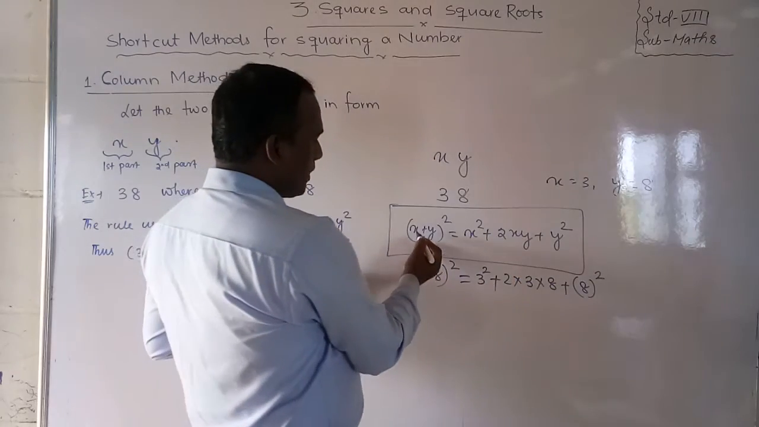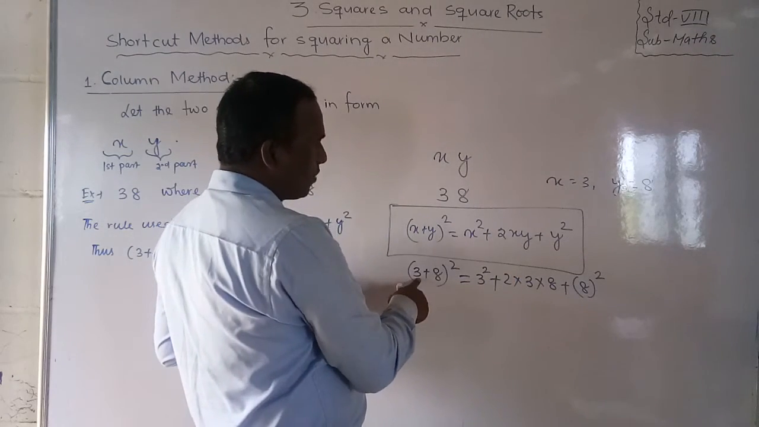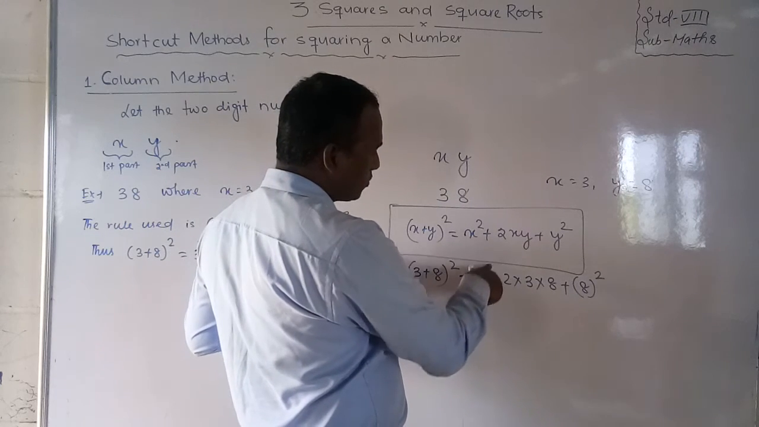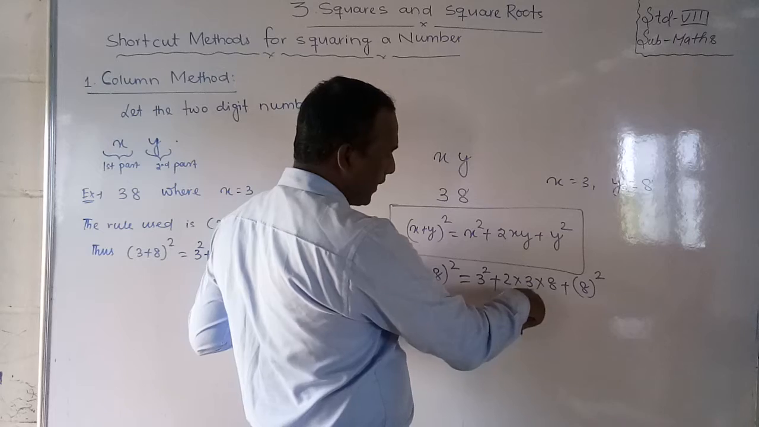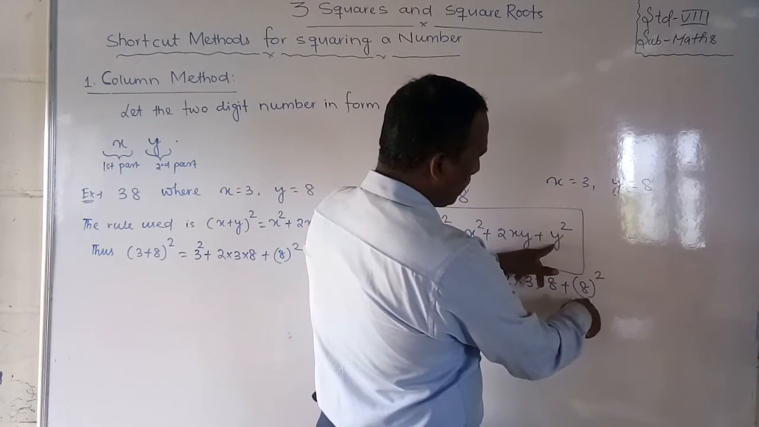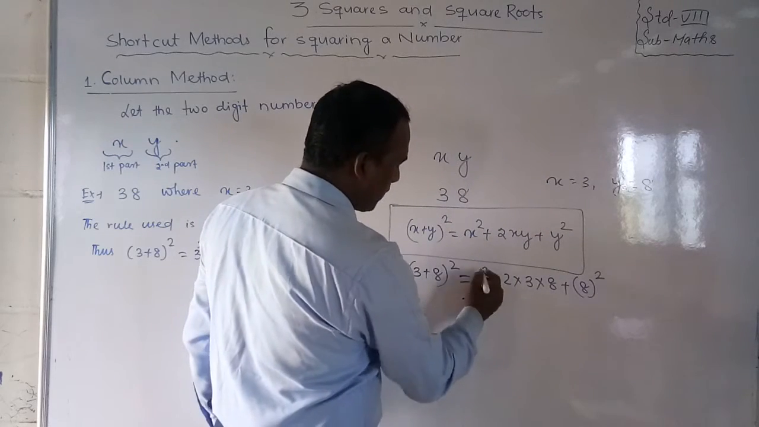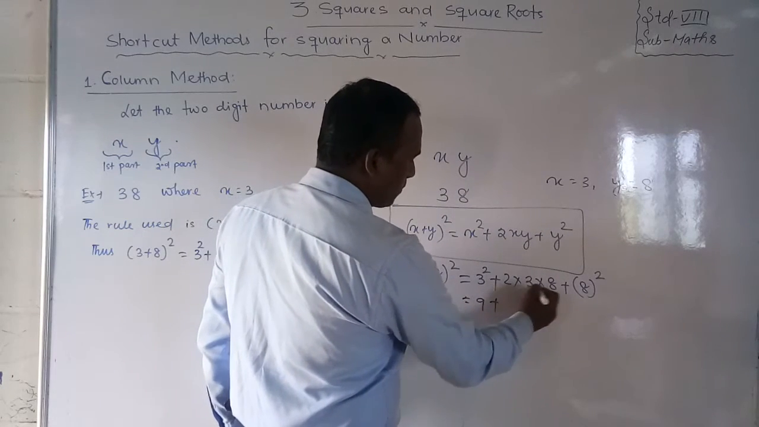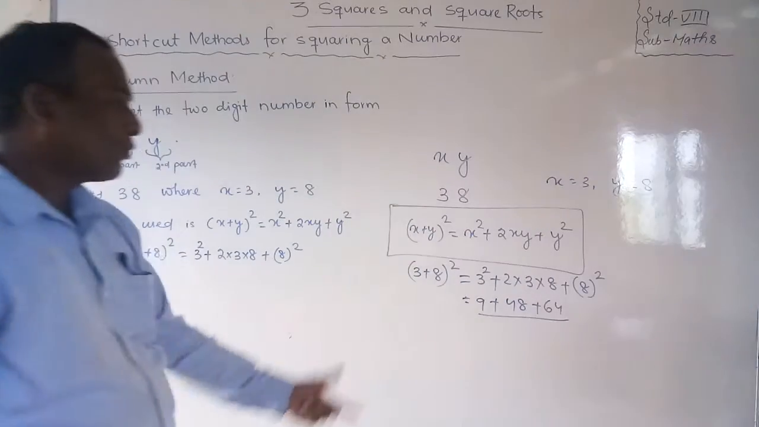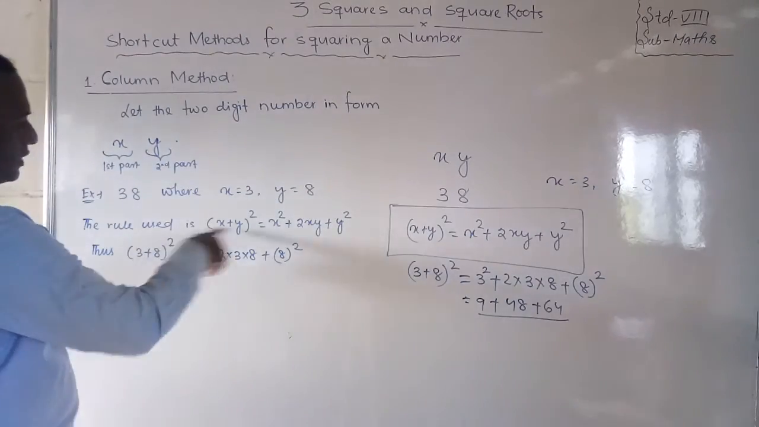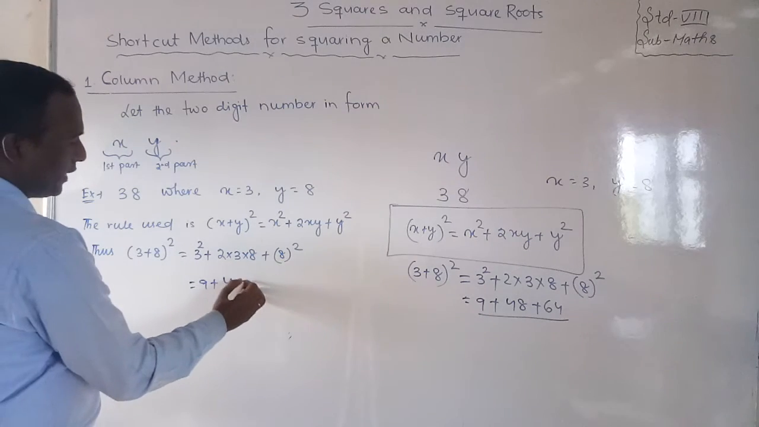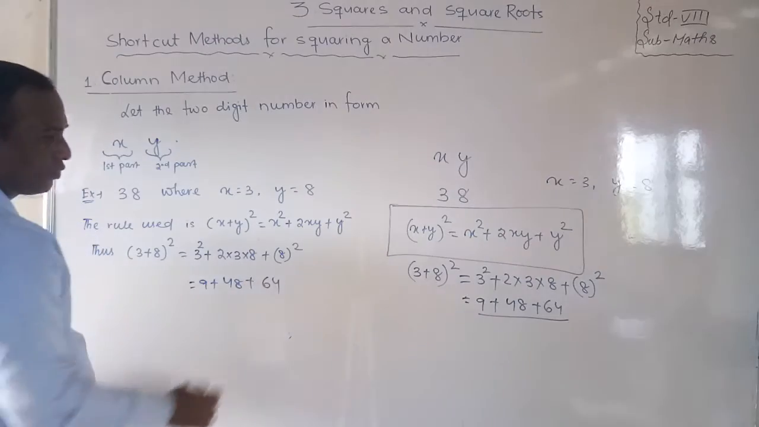You should put here x plus y, where x is 3 and y is 8, whole square, is equal to 3 square plus 2 into 3 into 8 plus 8 square. Now we should find the values: 9 plus 48 plus 64. Up to here you have understood. I have written the same thing here: 9 plus 48 plus 64.